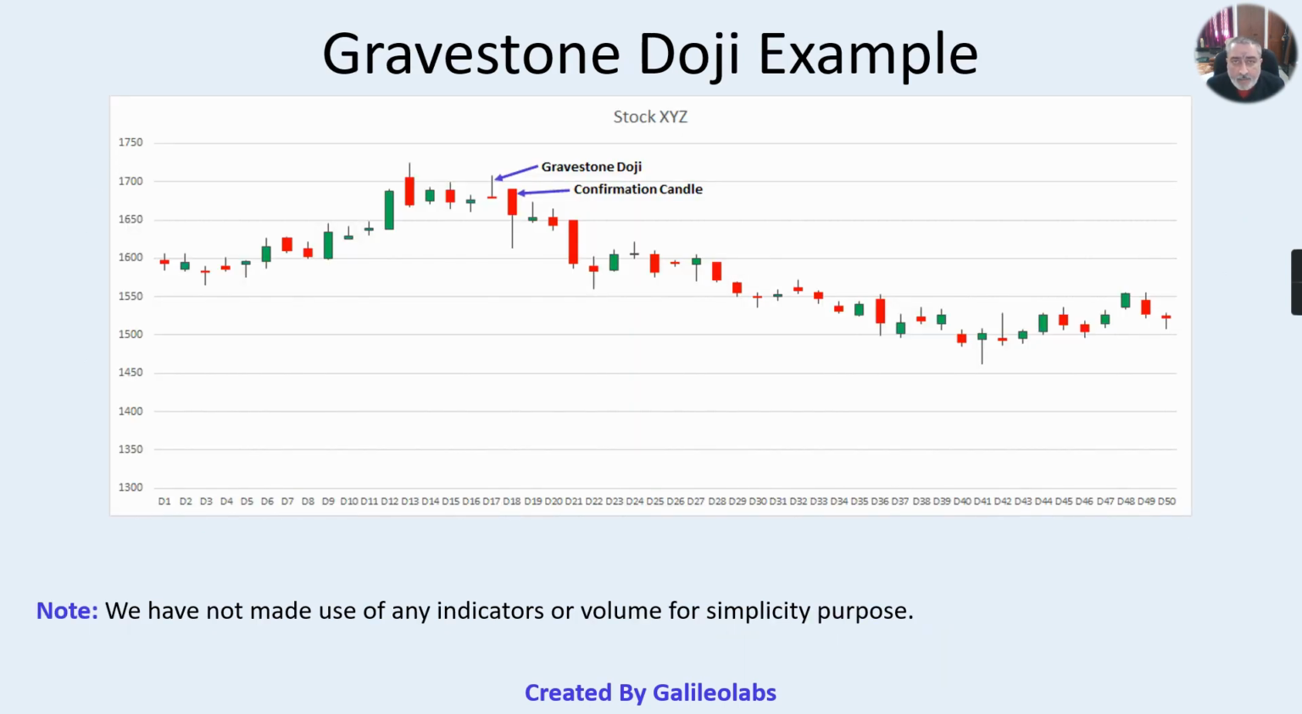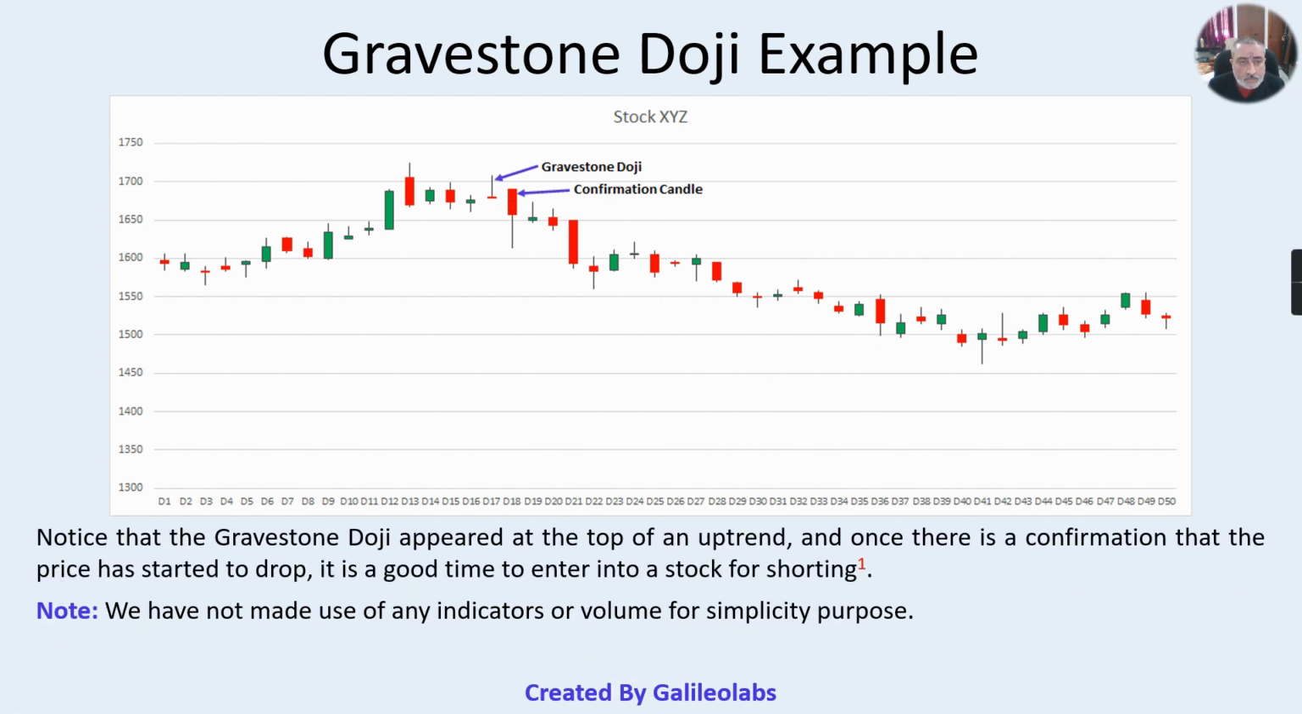Now this is an example of a Gravestone Doji, wherein this signifies that the Gravestone Doji has formed, and this is the confirmation candle, which tells us that yes, indeed the prices are getting lower and lower. Now notice that the Gravestone Doji has appeared at the top of an uptrend, and once there is a confirmation that the prices have started to drop, it is a good time to enter the stock for shorting.